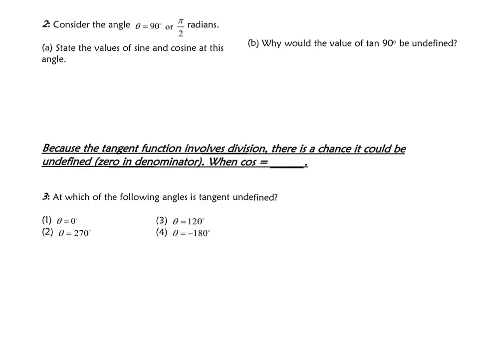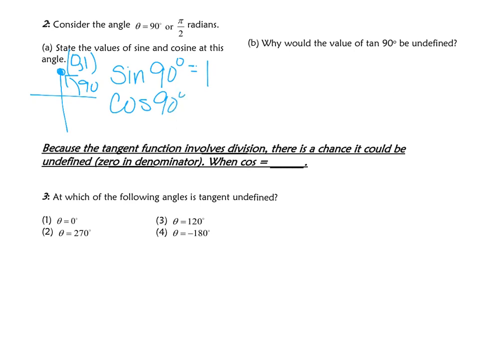Exercise 2 says, consider the angle theta equals 90 degrees or pi over 2 radians. State the values of the sine and the cosine at this angle. Why would the value of the tangent of 90 degrees be undefined? So this is what I was just talking about. Very quickly, I'm just going to show you on the graph that 90 degrees is right here, correct? Right, that's 90 degrees. What are the coordinates there? Be very careful with your zeros. It's 0, 1. So what's the sine of 90 degrees? It is 1. What is the cosine of 90 degrees?